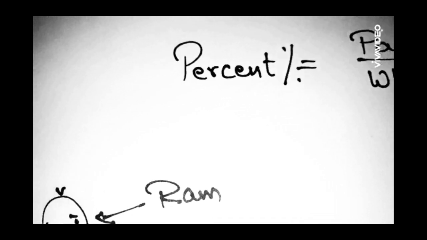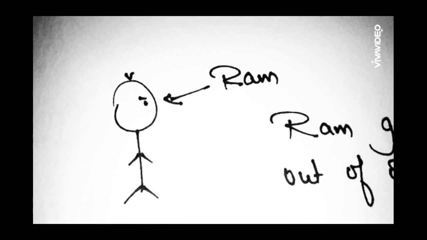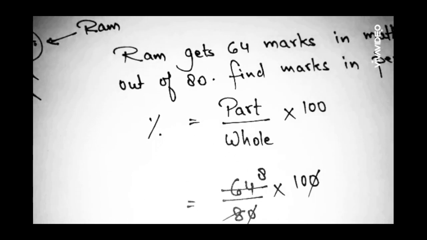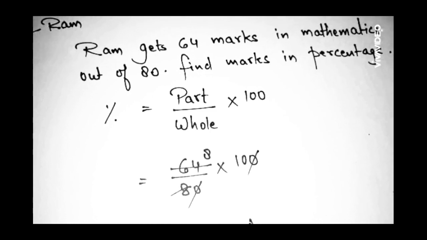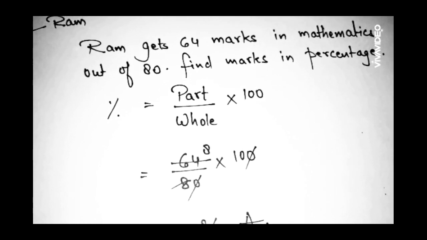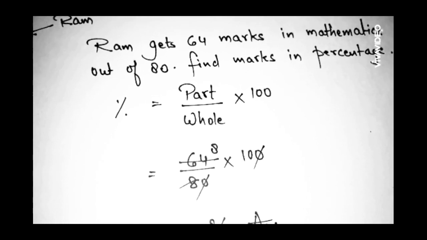Now let's see the practical problem. Suppose one boy is there whose name is Ram. Ram gets 64 marks in mathematics out of 80. Find marks in percentage. Okay, Ram gets what marks?